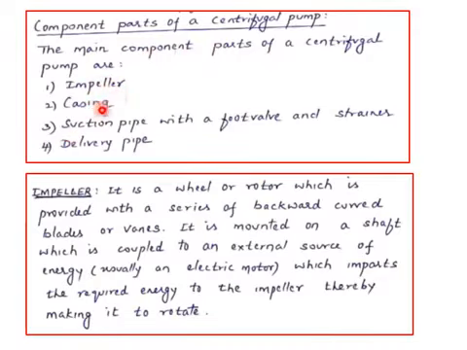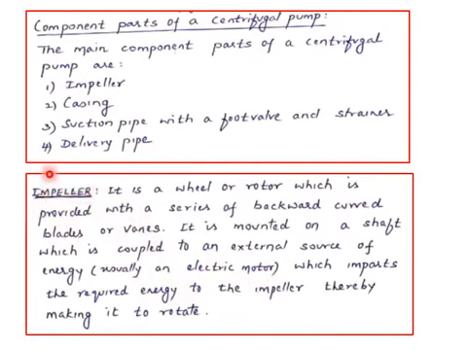We have the impeller, casing, suction pipe with a foot valve and a strainer, and a delivery pipe. So what is an impeller? Impeller is nothing but a wheel or a rotor. It is provided with a series of backward curved blades, or vanes. It is mounted on a shaft which is coupled to the external source. The external source of energy usually is an electrical motor which will impart the required energy to the impeller, thereby making it rotate. So by making it rotate, the work is done by the impeller on the water.